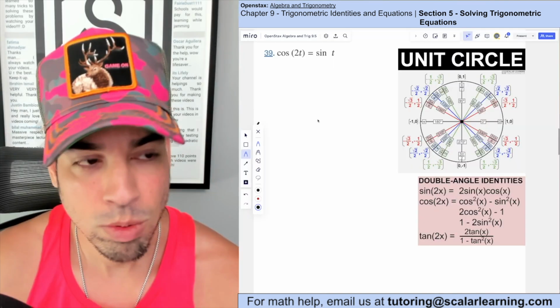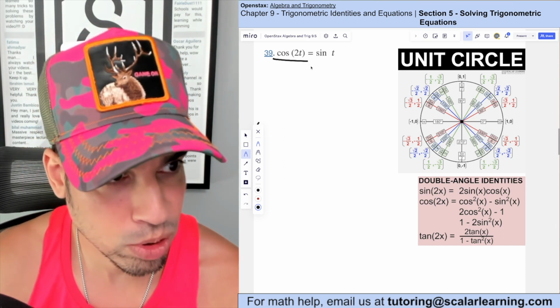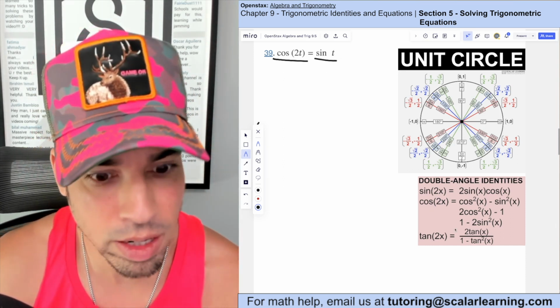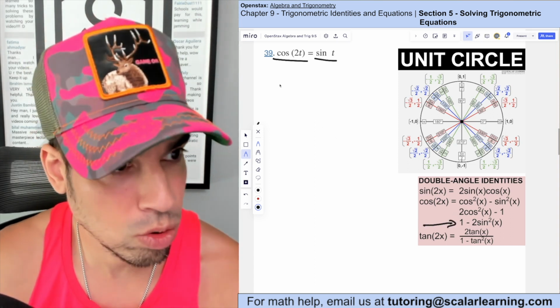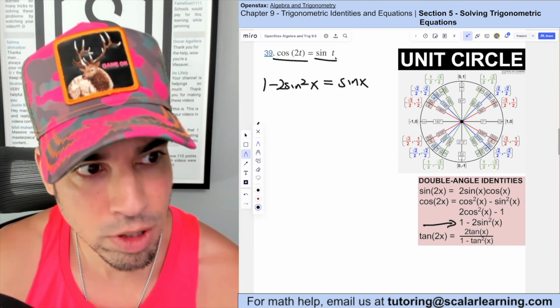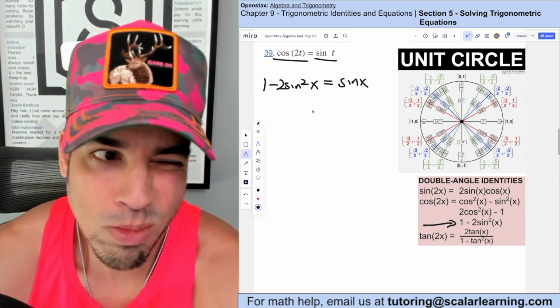Boom, done. For this one, I'm going to start with the double angle identity. And in particular, since I have only sine on the right-hand side, I want to use this double angle identity for cosine of 2x. So I'm going to replace it now. And I know the variable is t, but I'm just using x. I like writing x better.